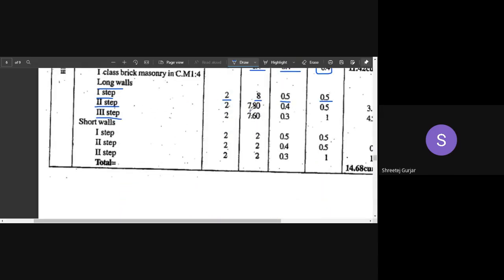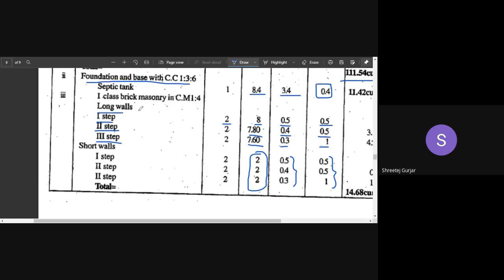Respectively, what we have done is we have written the respective thicknesses of your walls, and then this is the height of each step. You can observe here that for short walls, the length is fixed at 2 meters in all the steps, and their respective thicknesses and heights are written. So this is how you can calculate for brick masonry in your septic tank.